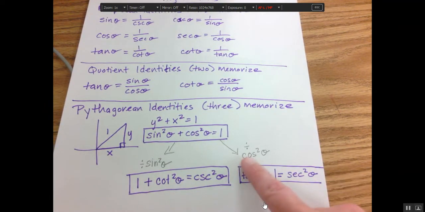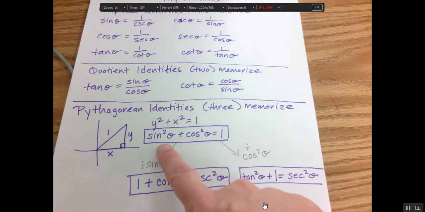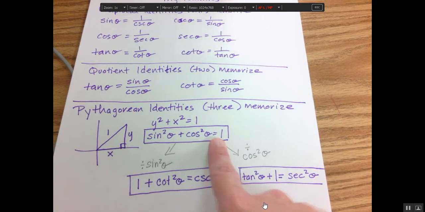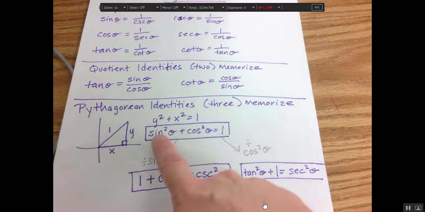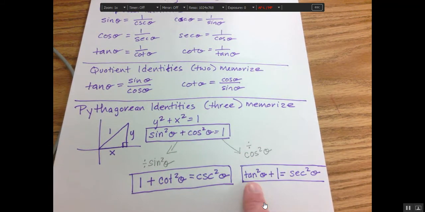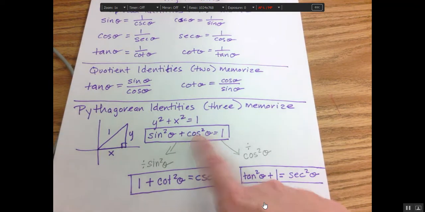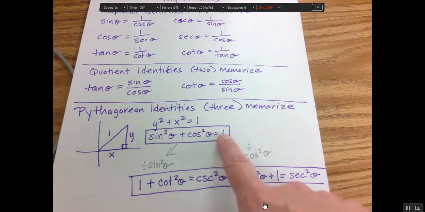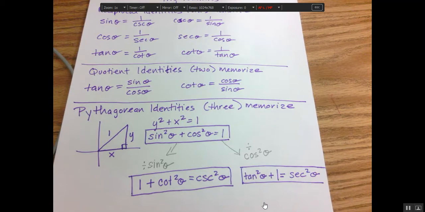Why did you write that here? So I started with sine squared plus cosine squared equals 1, and I divided both sides by cosine squared. So sine squared divided by cosine squared gave me tangent squared, and cos squared divided by cos squared gave me 1, and 1 divided by cos squared gave me secant squared theta.